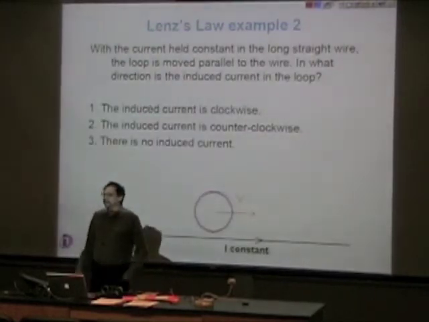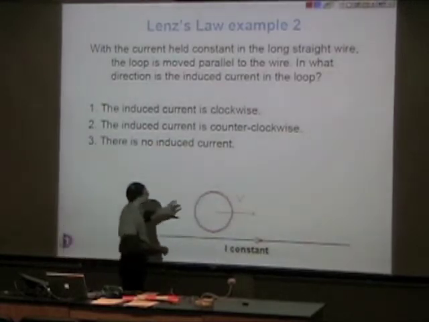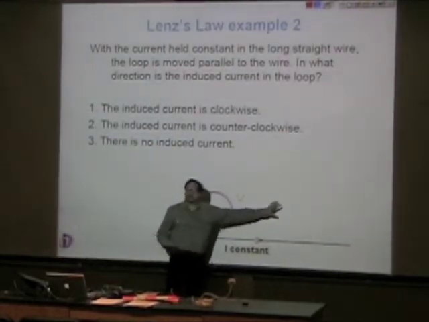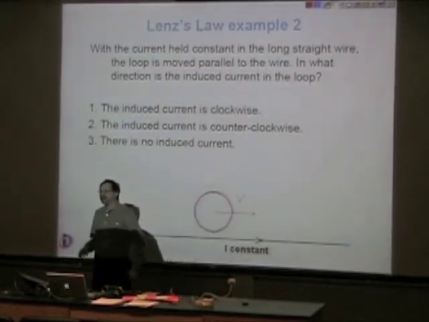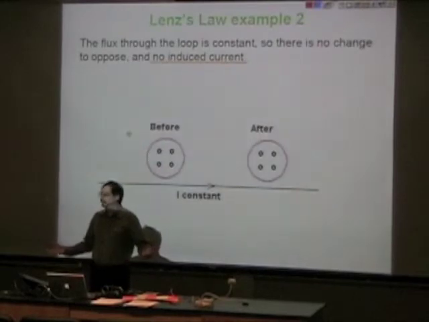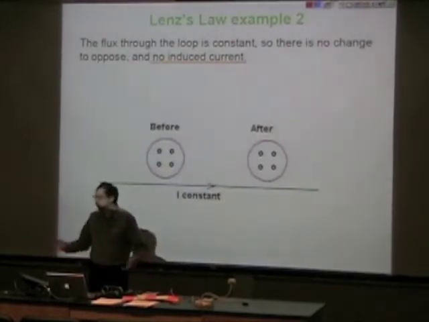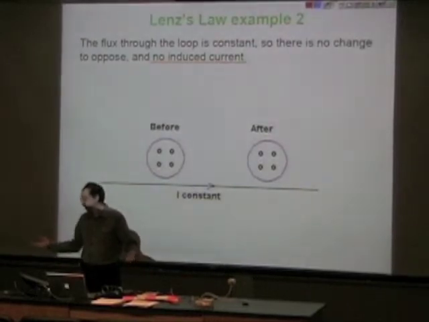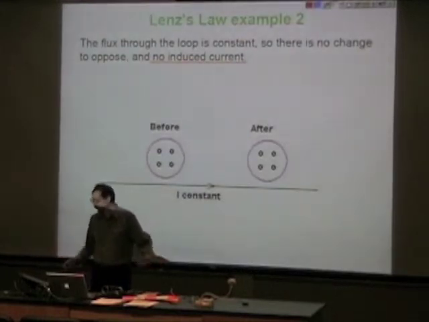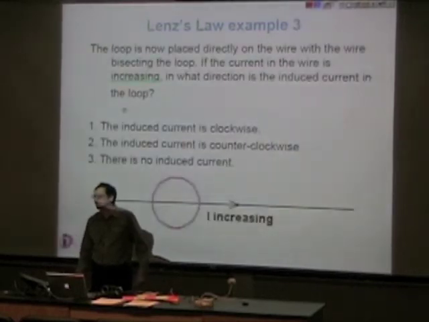This situation, again. When the loop is moving parallel to the wire, the amount of the flux doesn't change. If there is no change, which means what? No induced current, no induced field, of course. In this situation, there is no induced field, there is no induced current.